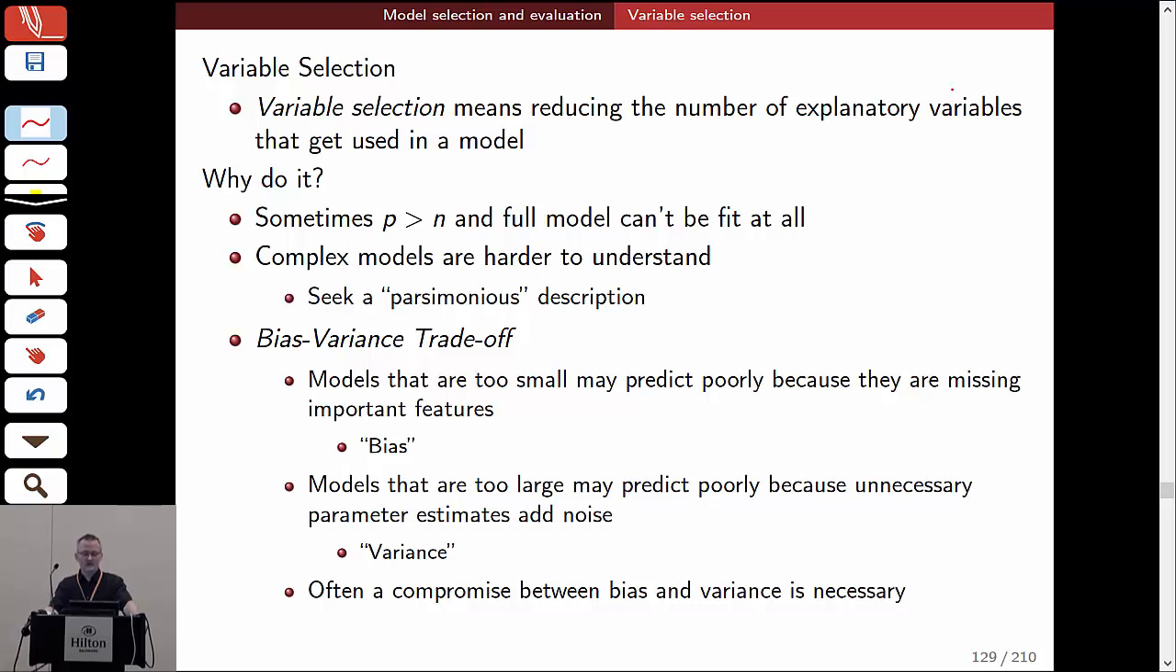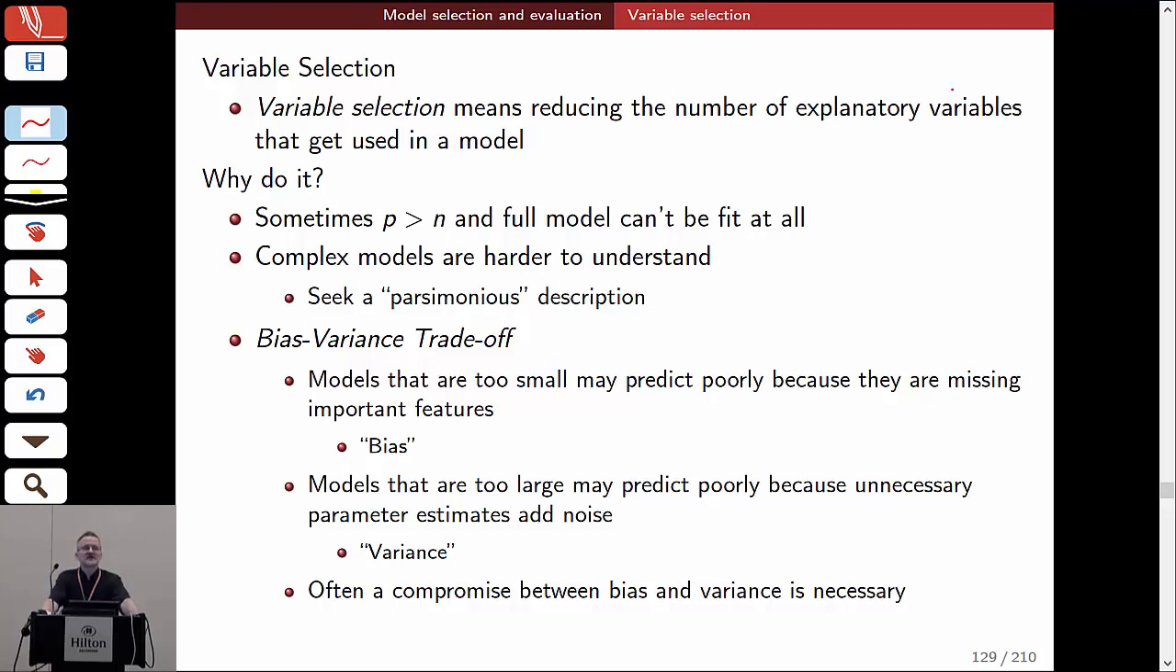The bias-variance trade-off comes from the following features. Number 1, models that are too small may predict poorly because they're missing important features. So picture trying to be real parsimonious about modeling field goals and saying, okay, well, I'll just get rid of the distance variable. You're not going to have a good model. We've already seen that distance variable seems to be very important. So you don't want to get rid of variables that are important.